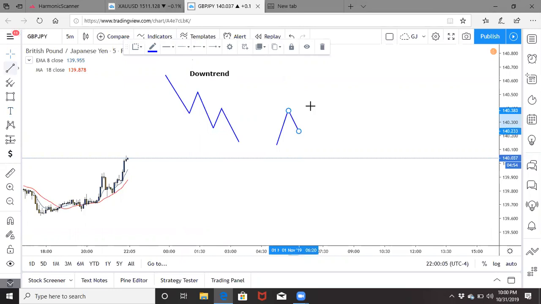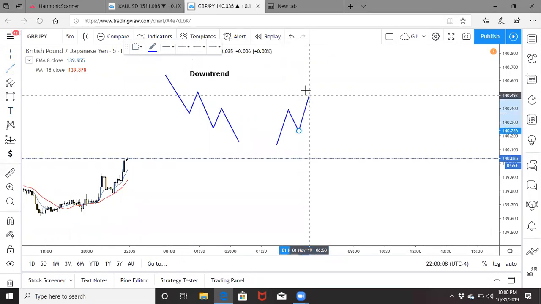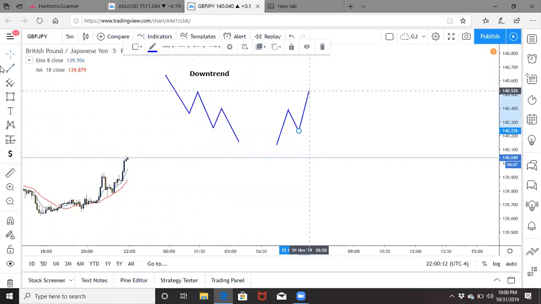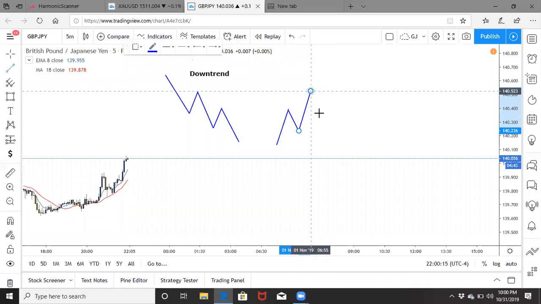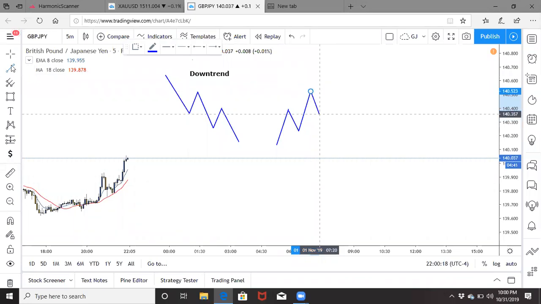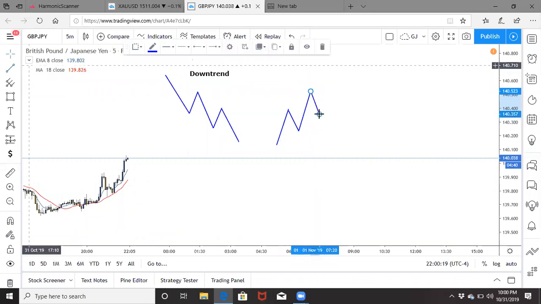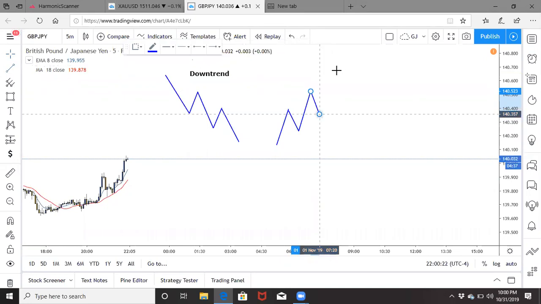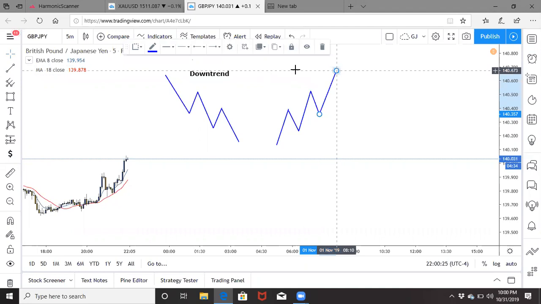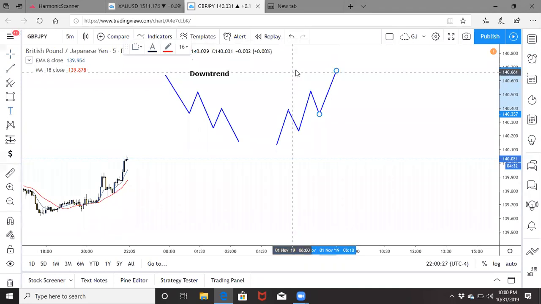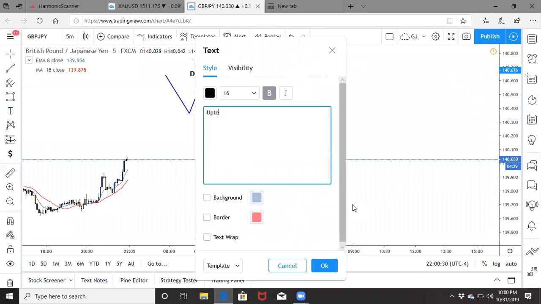Actually, I'm glad you said that. Oh, that's ugly. I was not good at drawing stuff in school, so if my lines look crazy, don't pick on me. Okay. I was an athlete. I was not the artist. Uptrend. That's not always gonna look this perfect, but you get the gist.